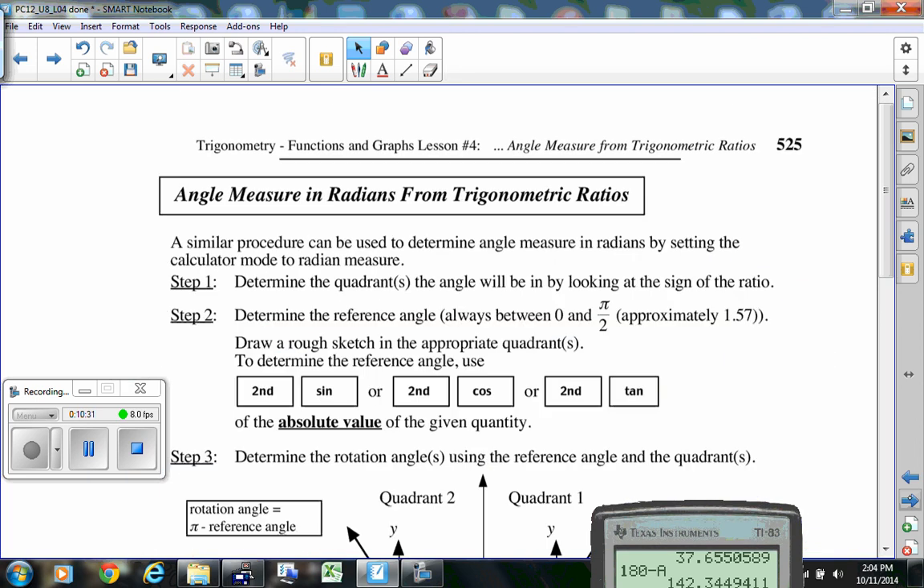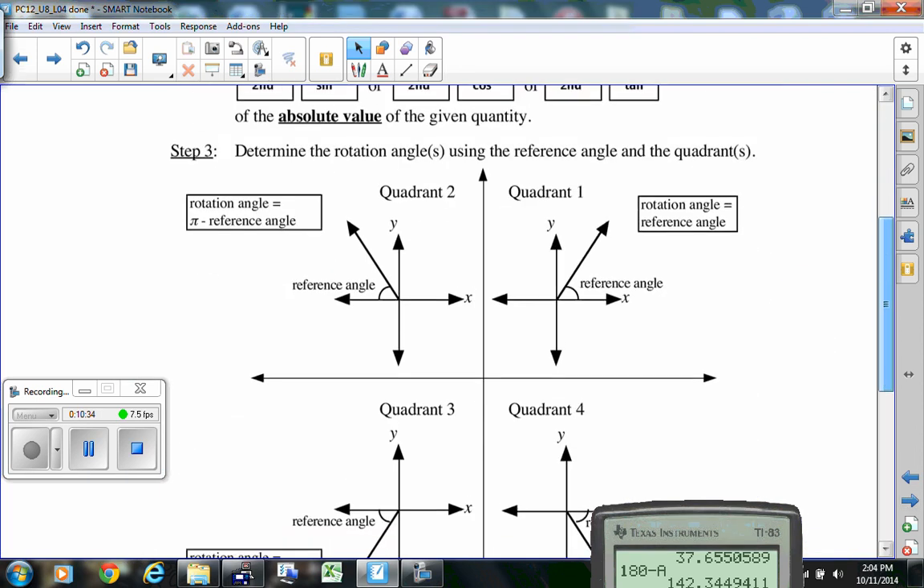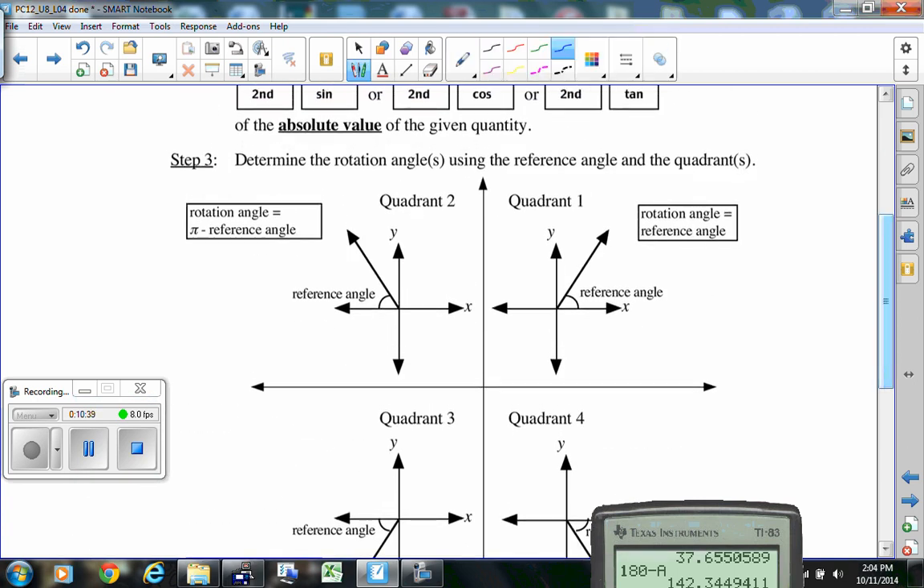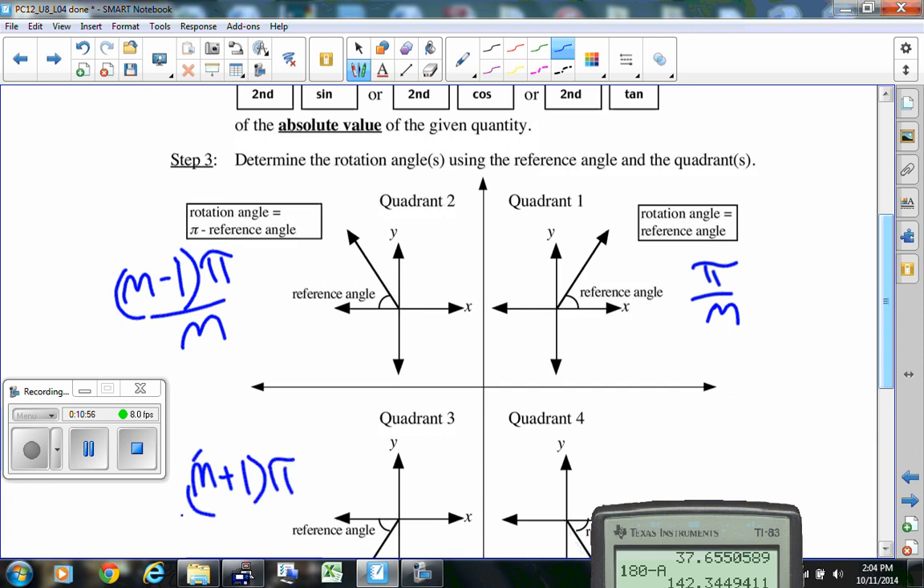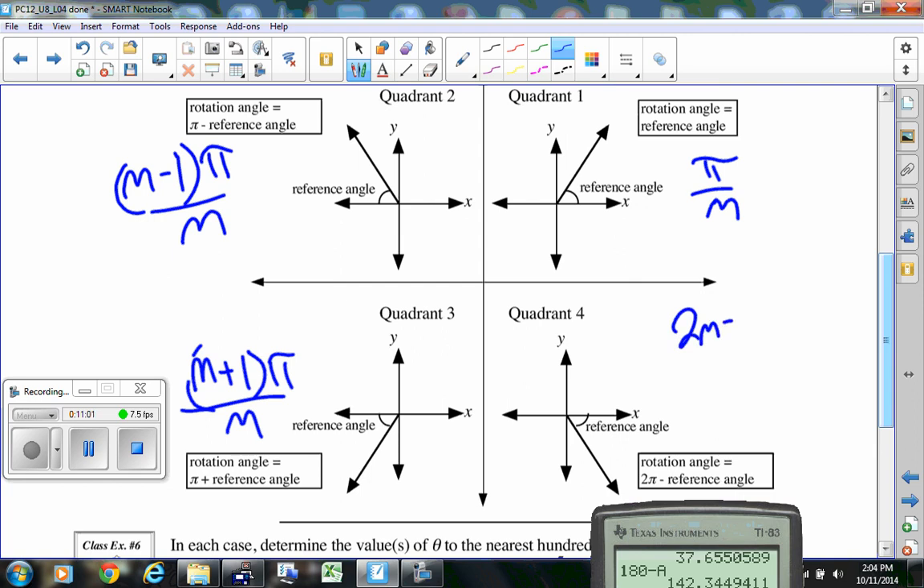All right. In radians, basically the same thing. Remember that our rules here are pi over m minus 1, pi over m plus 1, pi over m, and 2m minus 1 pi over m, which is basically saying the exact same thing as this. I'm just pulling out a little shorthand there.